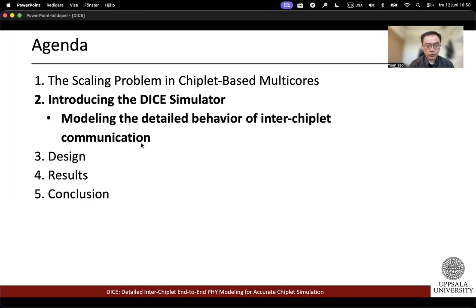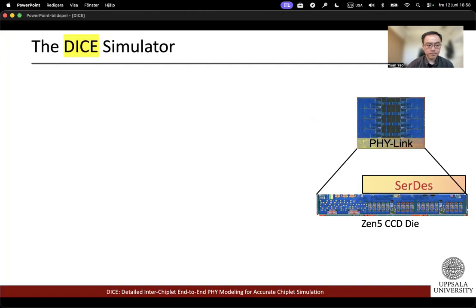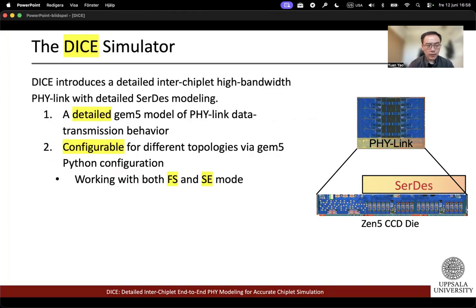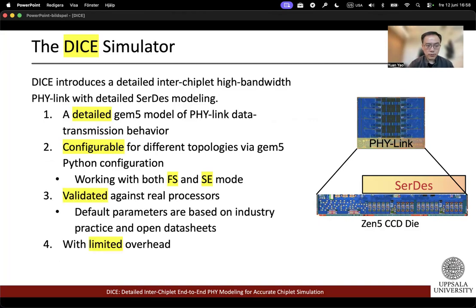This motivates DICE, which models detailed PHY behaviors. DICE is a detailed inter-chiplet end-to-end PHY model integrated into gem5. It models high-bandwidth PHY link data transmissions in detail, including SerDes behavior, encoding and decoding, modulation, channel noise, and retransmission effects. It is configurable through gem5 Python configuration, works in both full system and system emulation modes, and the default parameters are based on industry practice and open datasheets, and we validate DICE against real processors.